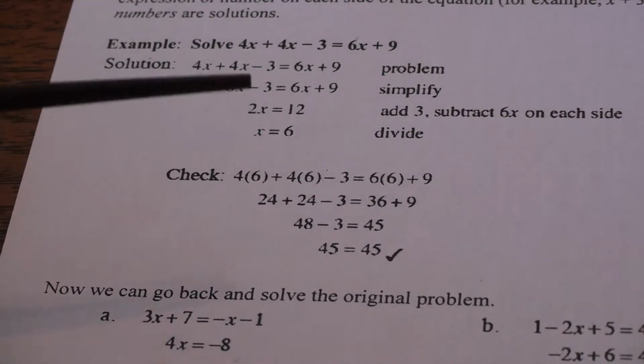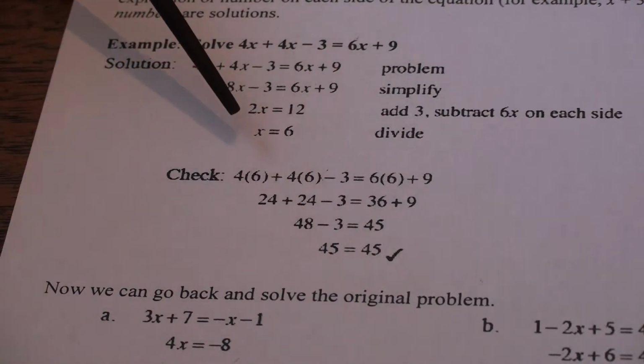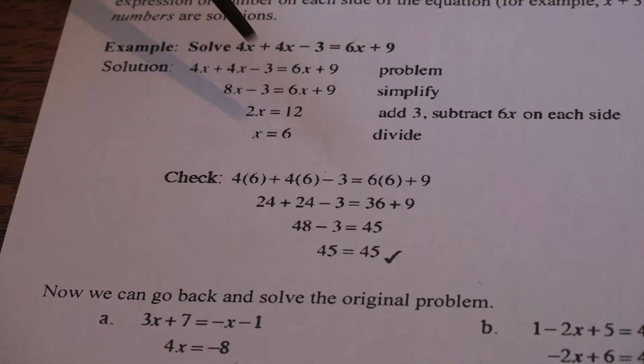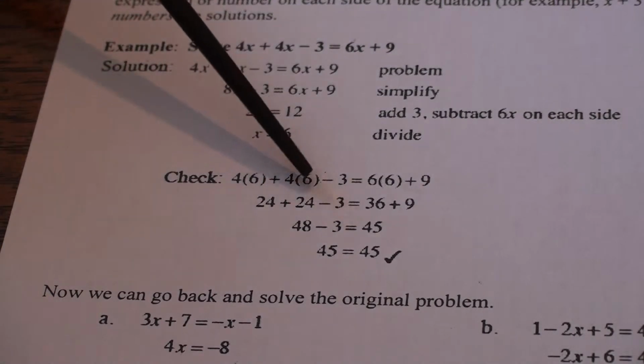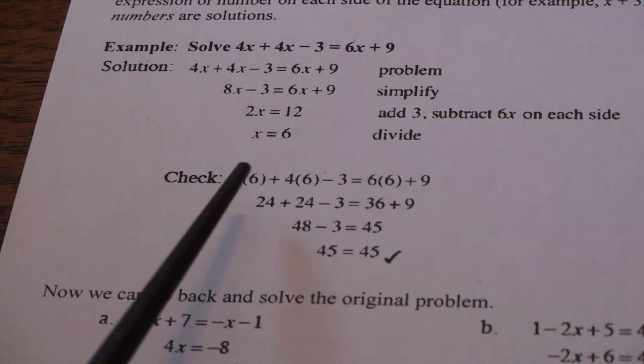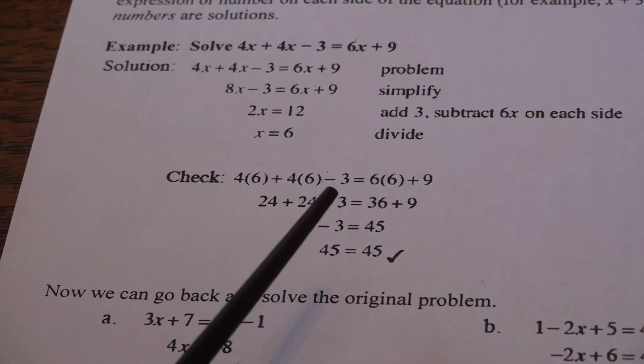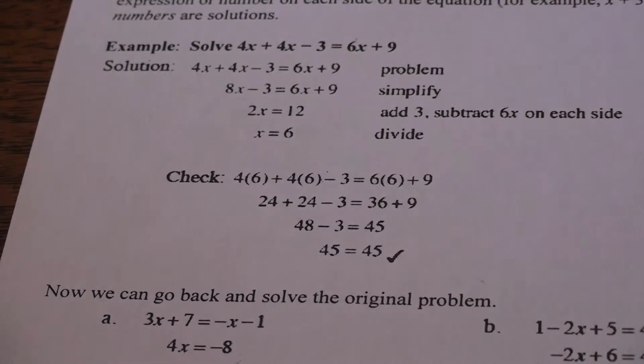Now, you'll want to make sure that you always check your work on your homework, because you want to get in the habit of checking your work so that when you take your test, you'll be successful. So, we have x is the same as 6. Anytime I saw an x in 4x plus 4x minus 3 equals 6x plus 9, I replaced all 3 of those x's with a 6. So I now have 4 times the quantity 6 plus 4 times the quantity 6 minus 3 equals 6 times the quantity 6 plus 9.